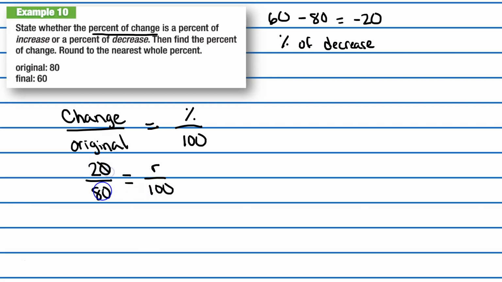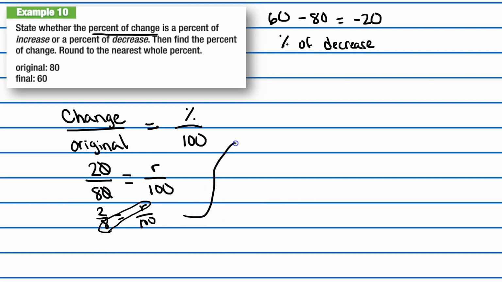We know we can divide out our zeros. So now we have 2 divided by 8, which is equal to R divided by 100. Or we could have said 1/4 as well, but I'm going to leave it like this. And this is where we're going to use that cross product again.